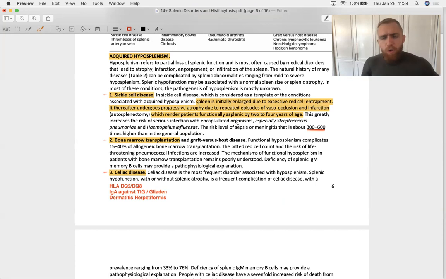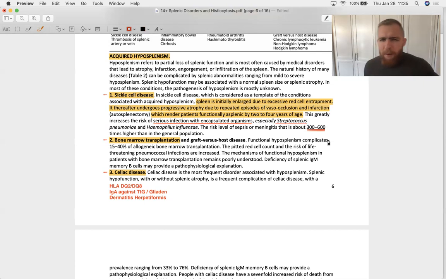So again, you have an increased risk of infection with encapsulated organisms, especially strep pneumo and Haemophilus. That's popped up like 5 times in this SDL. I imagine you'll see a question about that somewhere along your road. And what you want to know is that you're going to give these kids the pneumococcal vaccine. And Haemophilus has a vaccine too.